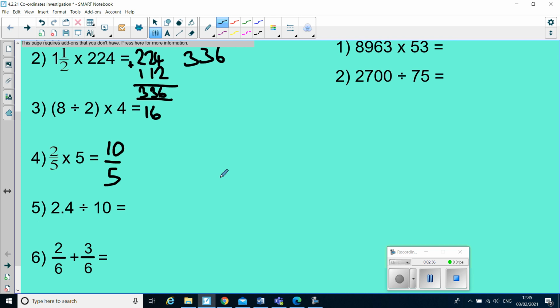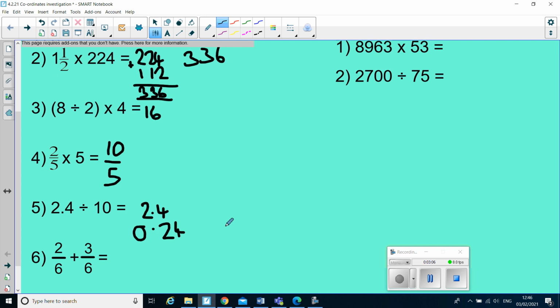Okay, question 5, I've got a decimal and I'm dividing that by 10. Remember, to divide by 10, I need to move the digits. Dividing by 10 today rather than multiplying by 10, so I am moving those digits one place to the right. I have 2.4 to start off with, and both of my digits need to move one place to the right, which leaves me with the answer 0.24.